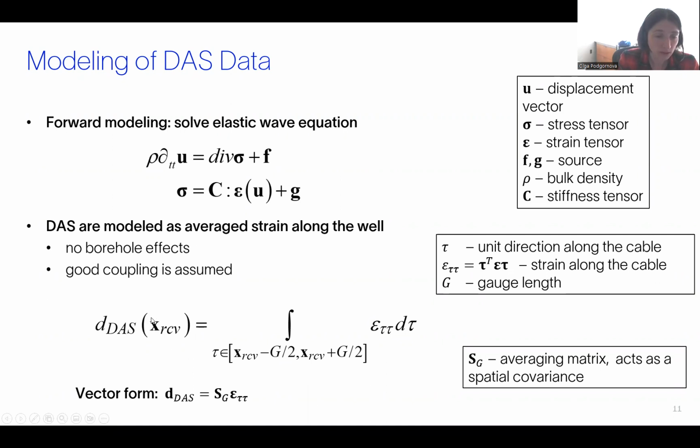So DAS at a certain point is modeled as a strain along the well, which is maybe not exactly the same as along the fiber, but close enough, and averaged along the well. For the averaging, we use the gauge length which was used in the operations on the job. In vector form, we write this equation with a vector of point strain measurements along the well and the averaging matrix on top of it. And this formula clearly shows that the data are spatially correlated.